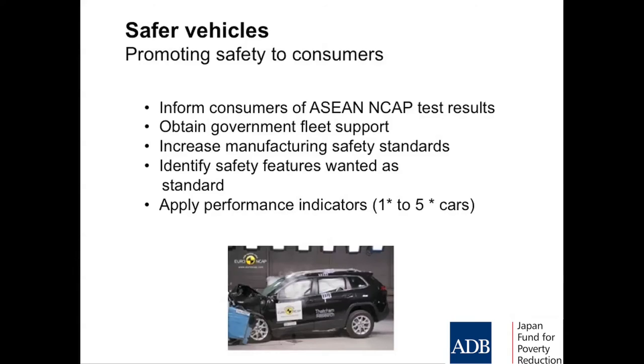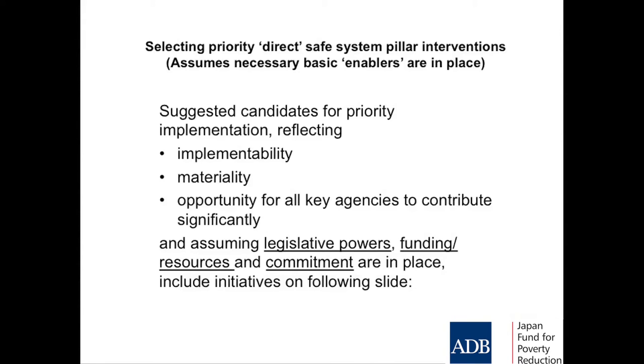And consumers vote with their wallets, and they're paying that little extra premium in many countries for the 3, 4 and 5 star car. The direct safe system pillar interventions, assuming your enablers are in place, and that's a big if, you've got to look at whether they're implementable, are they material, and can all the agencies help in putting them together, because you've got to have these things at the bottom in place, but if all the agencies are involved, it's giving you greater power and strength at political level, because all those ministers will be getting the same briefing. It's very important. And if you've got a cabinet meeting, you've got three ministers who are all going to vote for something, that's a pretty good start. So don't try and do it as an agency yourself. Even if you're doing most of the work on an intervention, get your other partners fully involved as well and see how they can help.